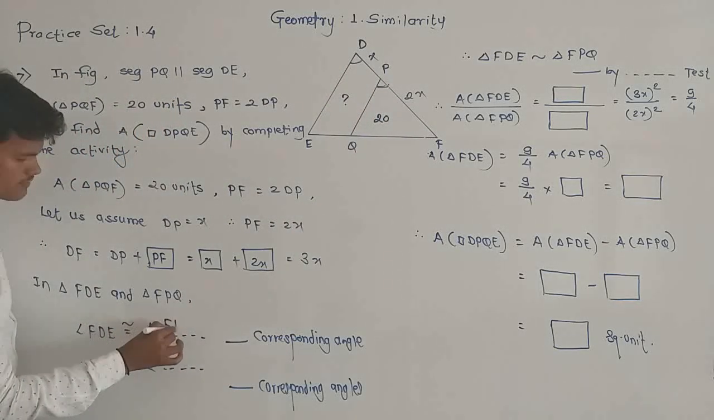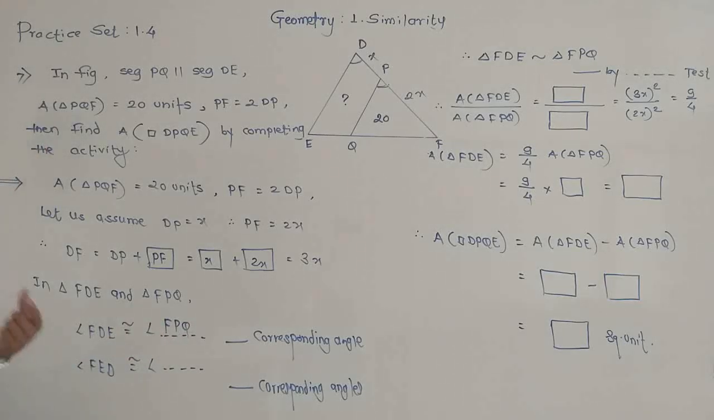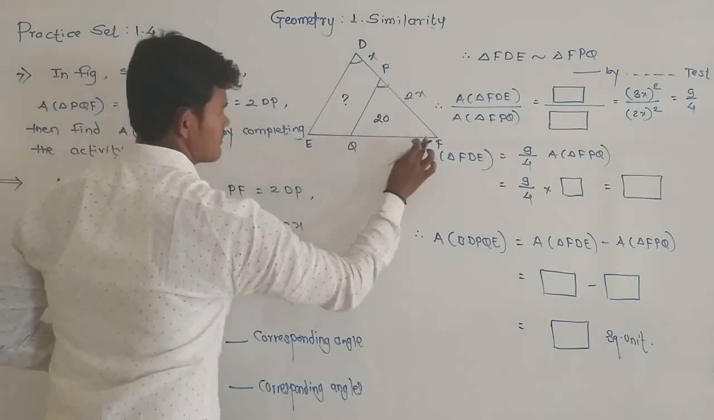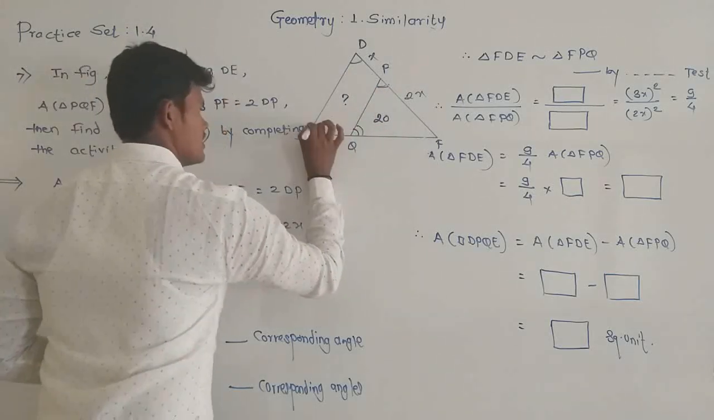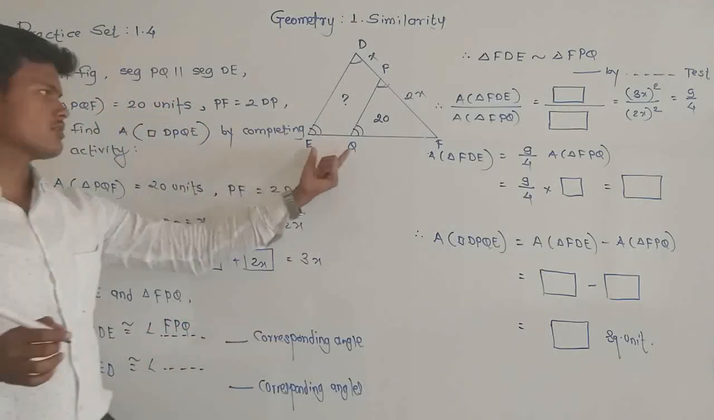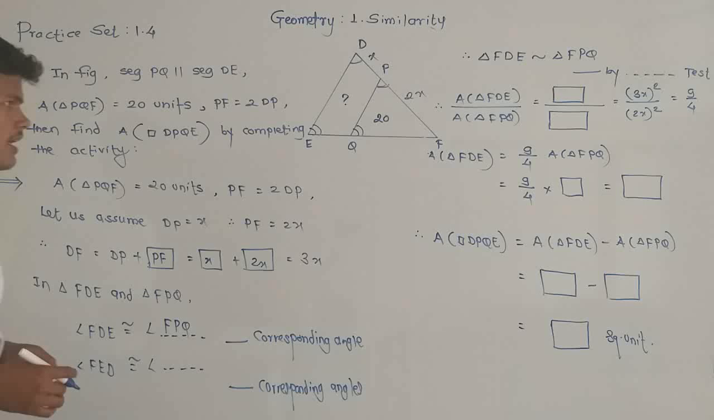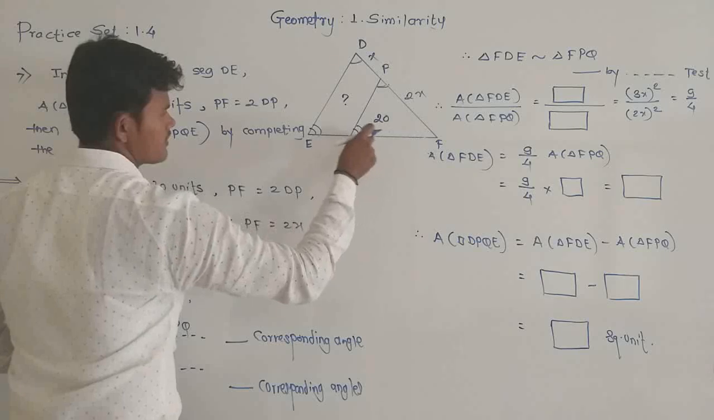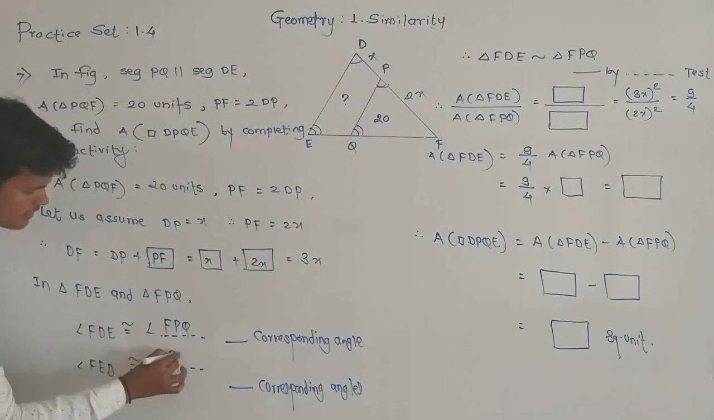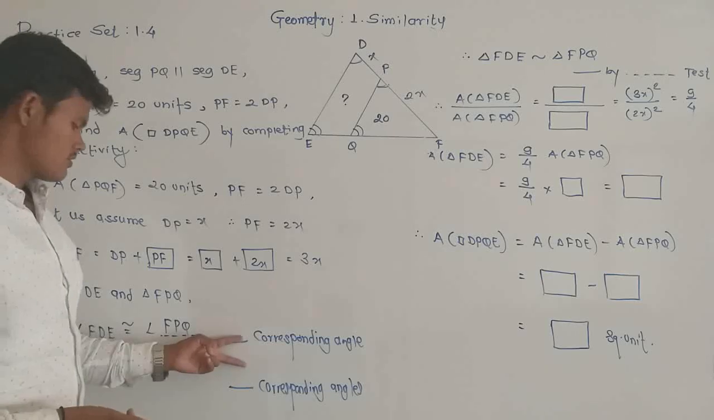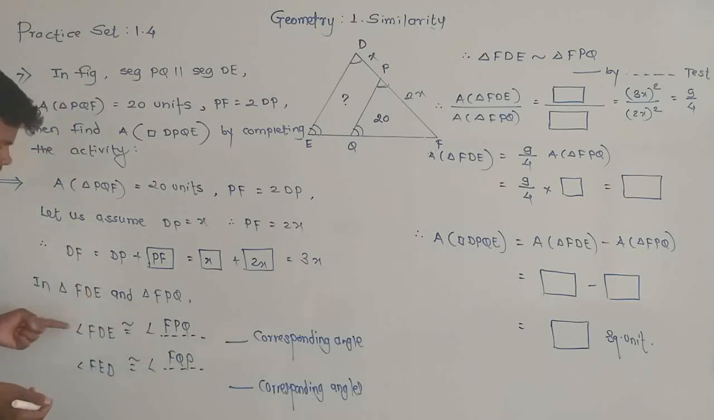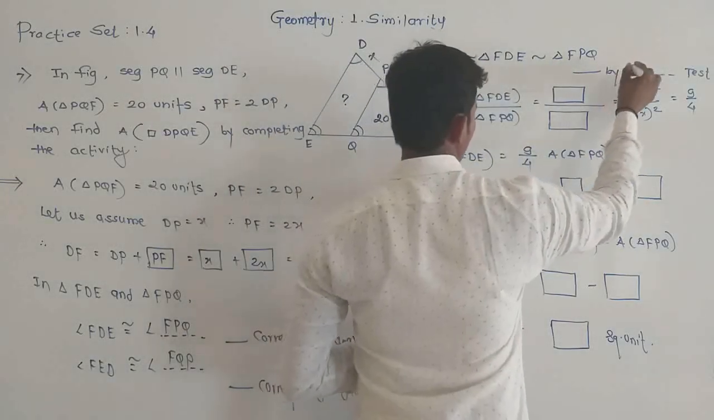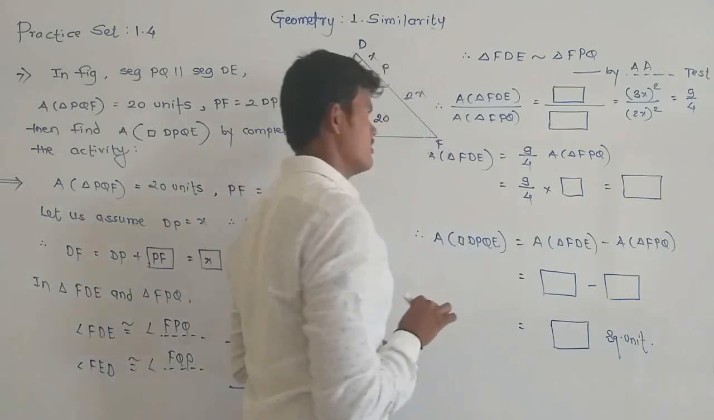Also, for line PQ parallel to line DE, EF is the transversal. Here also these two angles are congruent because they are corresponding angles. So angle FED is congruent to angle FQP. They are also corresponding angles. So both the triangles are similar by the angle test of similarity. So triangle FDE is similar to triangle FPQ by the angle test of similarity.